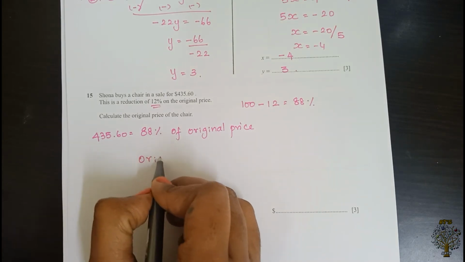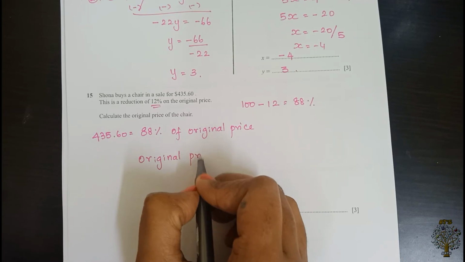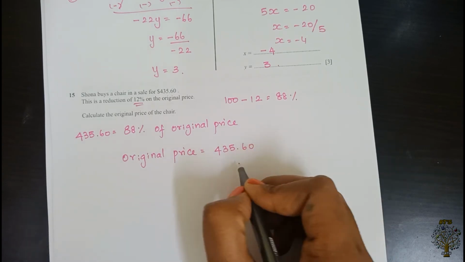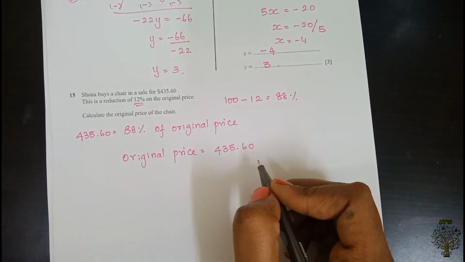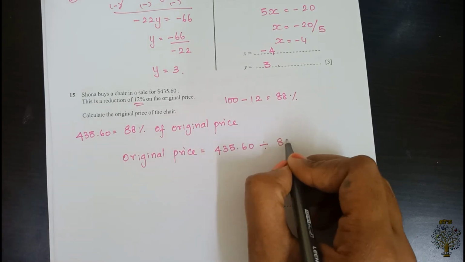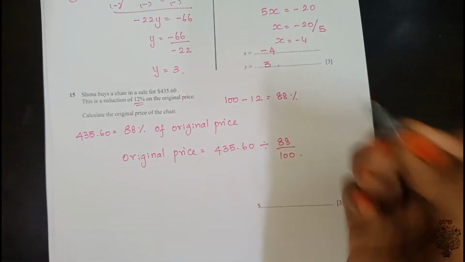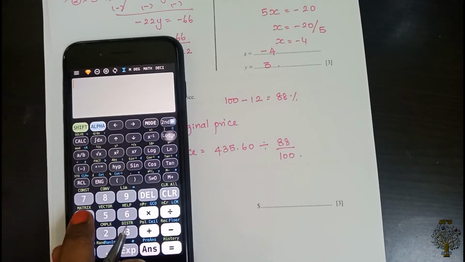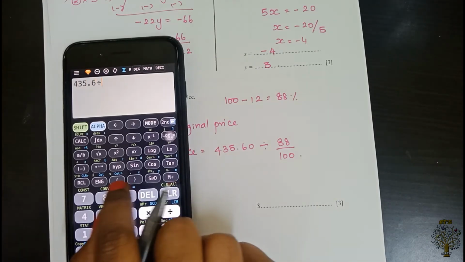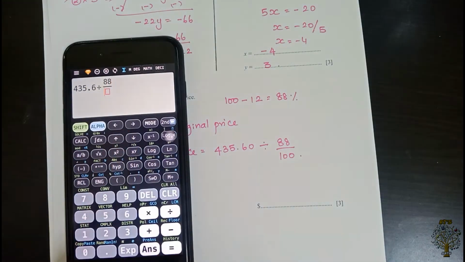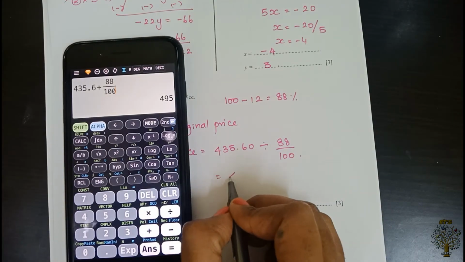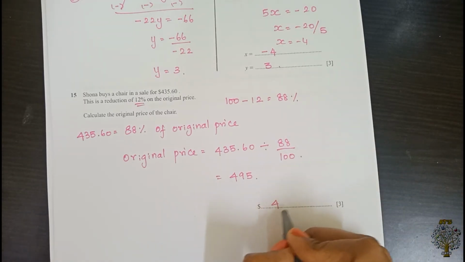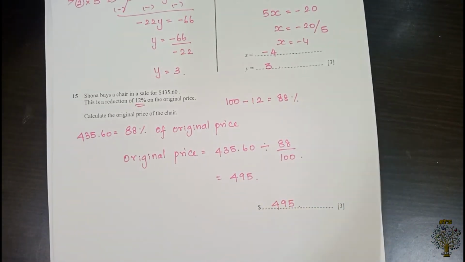So the original price is equal to 435.60 divided by the percentage value. You can write divided by 88 divided by 100, or you can write multiplied by 100 divided by 88. So I'm taking the calculator. 435.6 divided by the fraction 88 divided by 100 gives us the answer as $495. So the original price of the chair is $495.